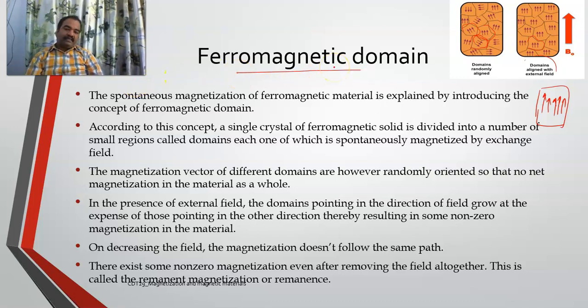Domains are observed only in these materials because you find a large number of dipoles which are already oriented in some random fashion. So they will form themselves into domains, and these domains will slowly increase, and finally you will experience only one particular domain which is in line with the applied magnetic field.